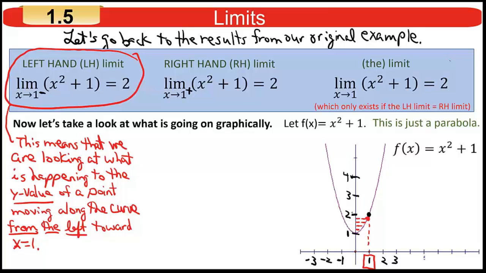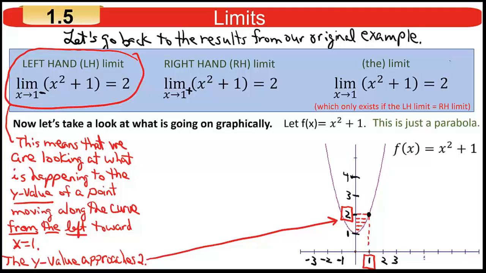And you sort of see graphically the same thing that we saw before. It looks as if that y value is getting closer and closer to 2. As x gets closer to 1 from the left, the point traveling along that curve is getting closer and closer to a y value of 2. And notice that's just what we got earlier without looking at the graph. So the graph is sort of a visual confirmation of what we did strictly algebraically before.